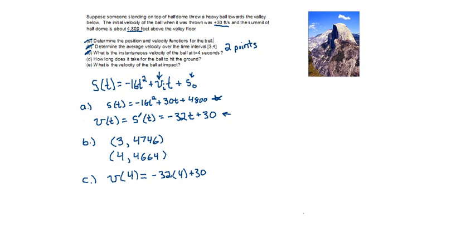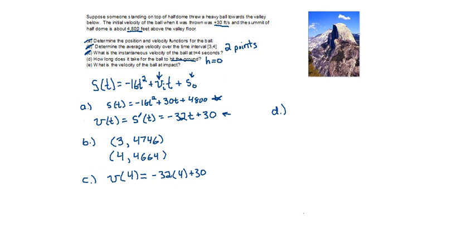That's probably the easiest way to do that one. Letter D asks, how long does it take for the ball to hit the ground? And so you have to be able to interpret that hit the ground means the height is 0, which means the position equation, this whole thing here, is equal to 0 because the height is 0. And so you don't plug it into t. That's one mistake some people might make, is trying to plug it into t.